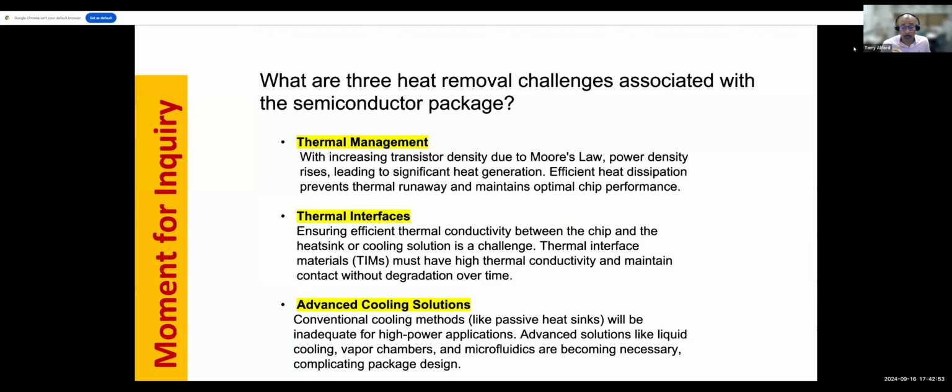Interface. We have to have better thermal interface materials that have very high thermal conductivity and will also maintain contact without degrading over time. So that's a challenge. And then as we go to higher and higher temperature, we will have to look at more advanced cooling solutions, like liquid cooling, microfluidics. But when we do that, it's going to really complicate the package design.